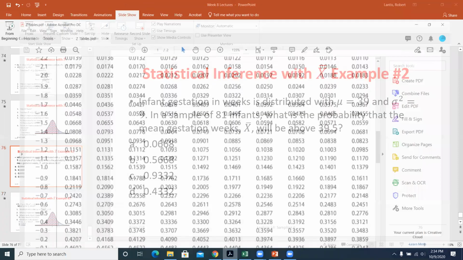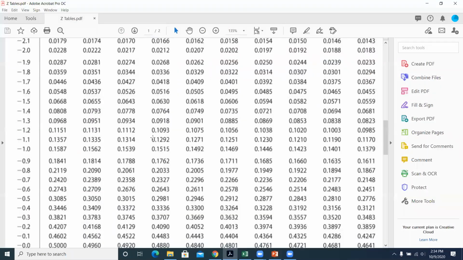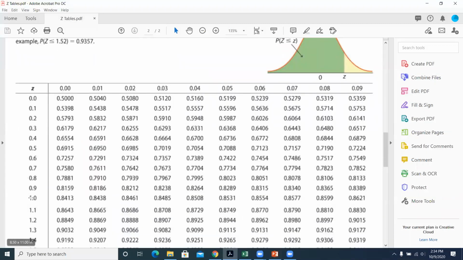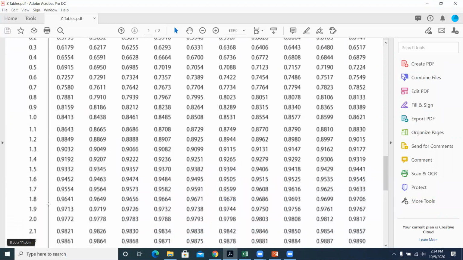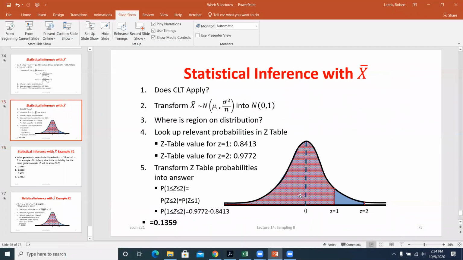I just go to my standard normal z-tables and look up 1.00 as my z-score. The probability I see that or anything to the left, anything less than that, is 0.8413. Look up that z-score of 2.00. The probability I see something 2 standard deviations above the mean or anything less is 0.9772. Because I wanted the area in between the two, I subtracted the smaller one from the larger one.